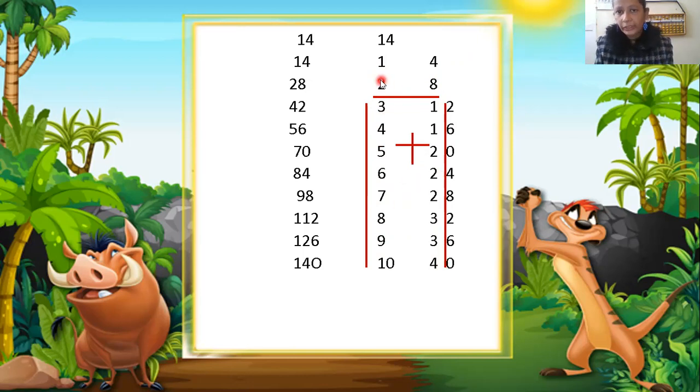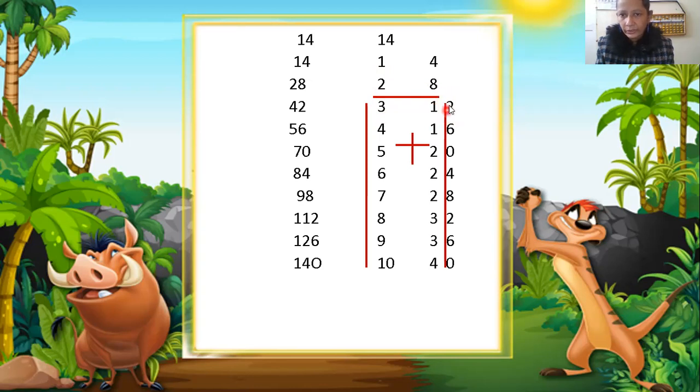Now from the table of 1 and the table of 4, how can you make the table of 14? You see here, 1 is one digit, 4 is one digit, 2 is one digit, and 8 is also one digit. Now 3 is also one digit, but look here at the number 12. 12 is a two-digit number.